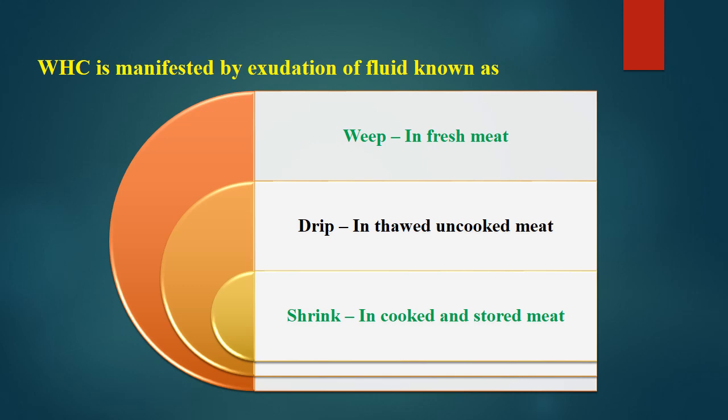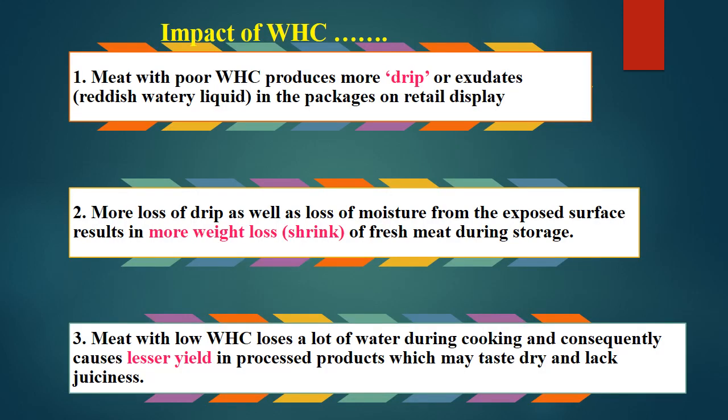So if the water holding capacity is less, then the weep will be more, the drip will be more, or shrink will be more, or sometimes cooking loss will be more. Here once again we can see the impact of water holding capacity on the meat and its characteristics.